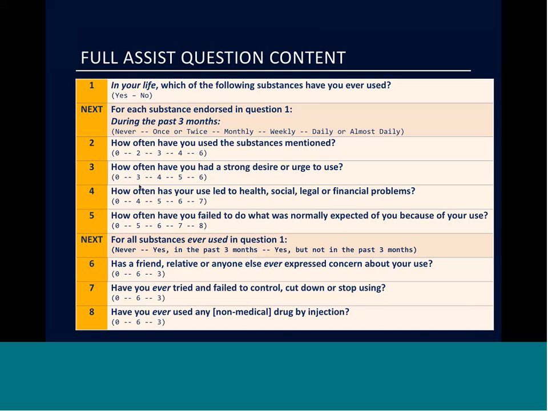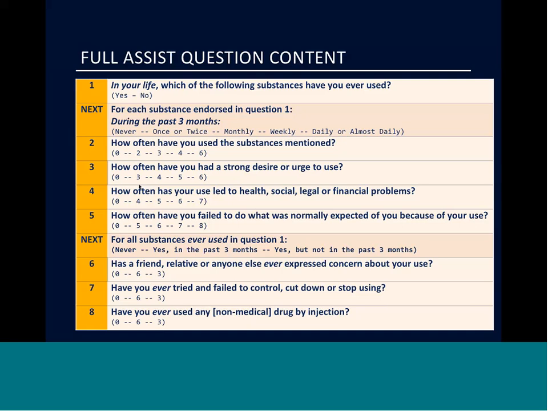So for those of you who are less familiar with the full ASSIST, it measures both lifetime and recent use, which is defined by the past 3 months. The first question asks about lifetime use of 9 categories of drugs and is a filter question. And for those substances endorsed by patients, additional information is then asked about the frequency of use, again in the past 3 months, of those items that are endorsed in the first question.